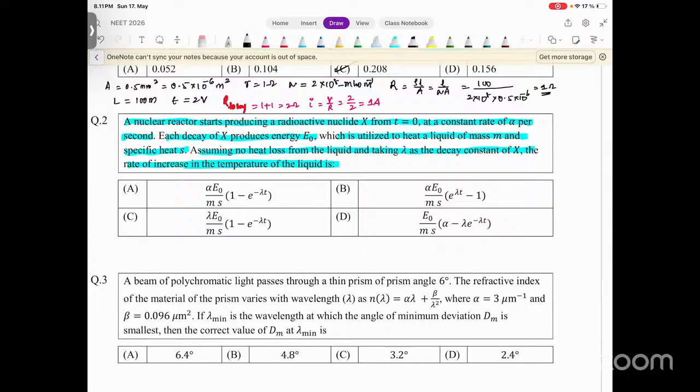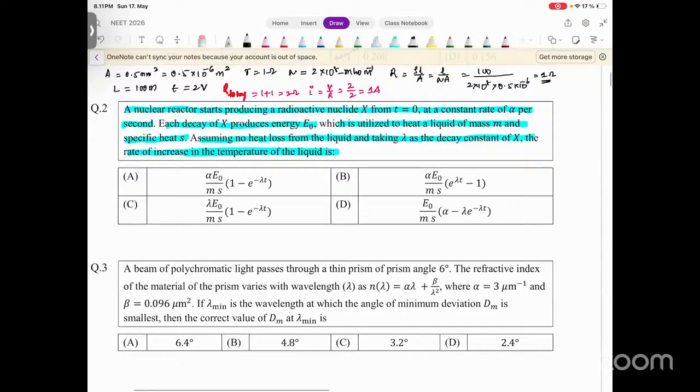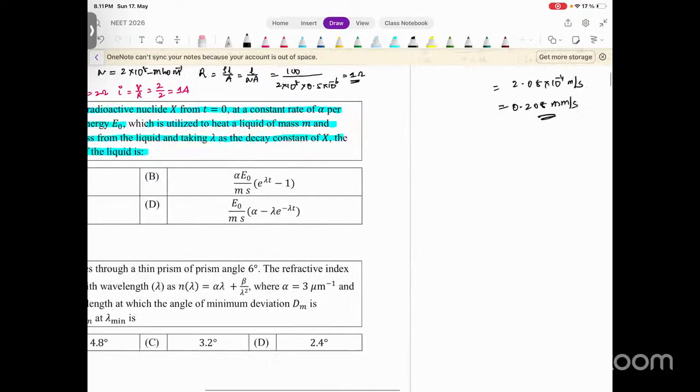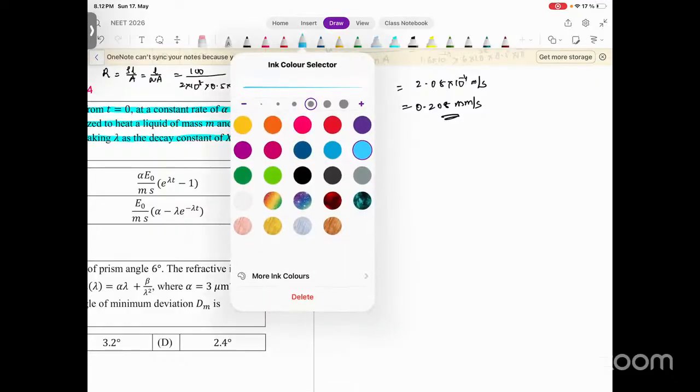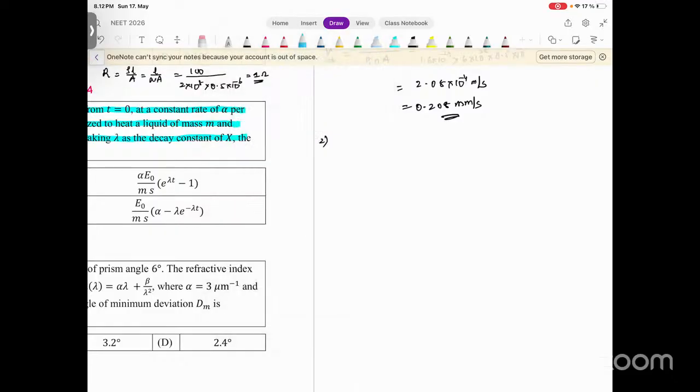This is something related to heating produced due to radioactive production. For this one, I'm using the relation for radioactive correlations, this is your question number 2. The number of nuclei produced per second is given as alpha.